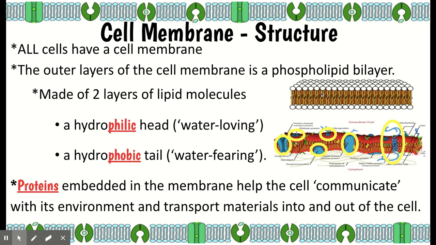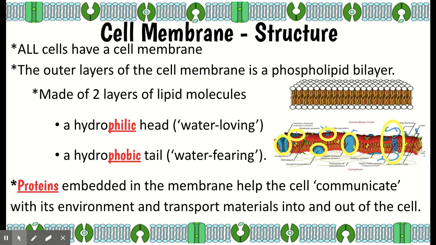So we have the hydrophilic heads, which are the white golf ball looking things, and they're hydrophilic, which means they're water loving. Okay, so that means that water will easily pass in and out of the cell through those hydrophilic heads. However, the tails on our phospholipid bilayer are hydrophobic, which means they're water fearing, and that's the part that's made out of fats.